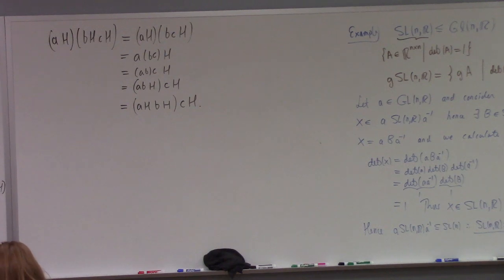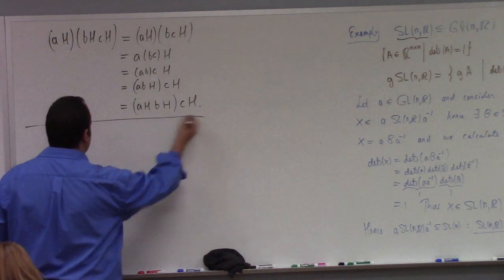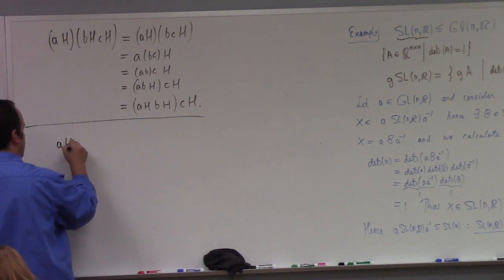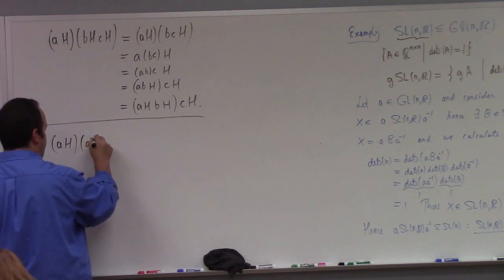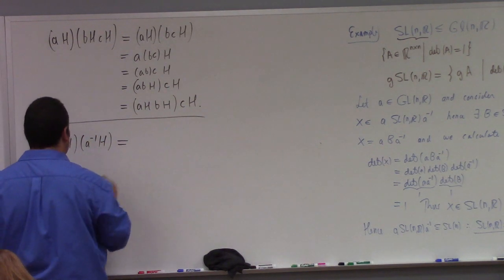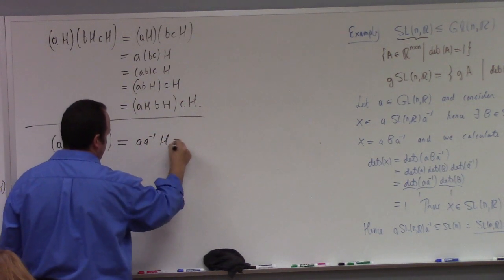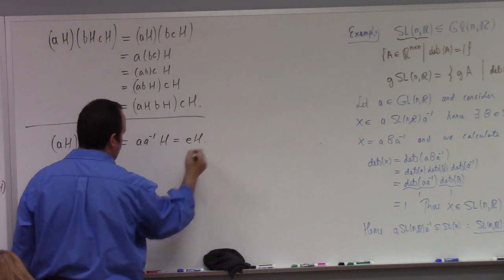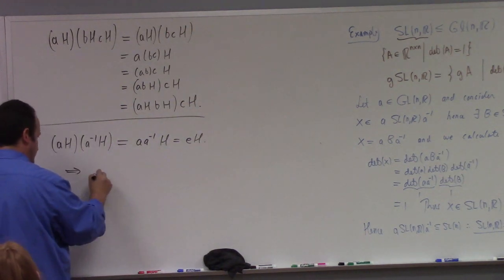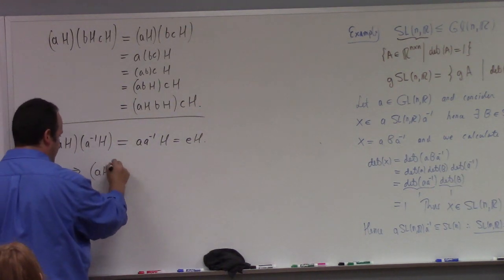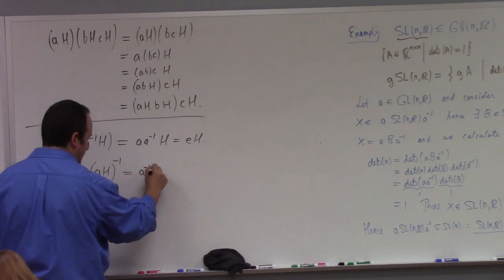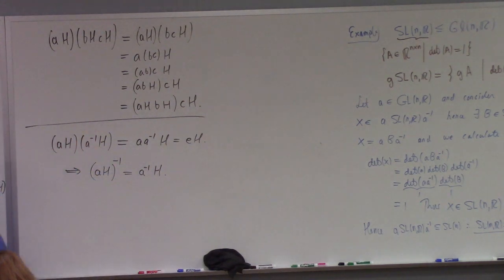How about inverse? If I have AH times A inverse H, what happens? I have AA inverse, yeah? Which is EH. So it follows that the inverse of AH in the factor group is in fact A inverse H. So if you want to find the inverse of a coset, you find the inverse of its representative in the factor group.